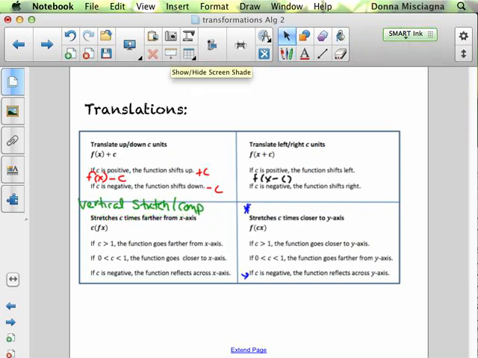All right, so if it's greater than 1, you're going to vertically stretch the graph. If it's between 0 and 1, you're going to vertically compress the graph. It's going to be closer to the x-axis. And if c is negative, the function reflects across the x-axis. The second one there we won't be working with as much. This is a horizontal stretch and compression, and interestingly, you can rewrite horizontal stretches and compressions as vertical most times.